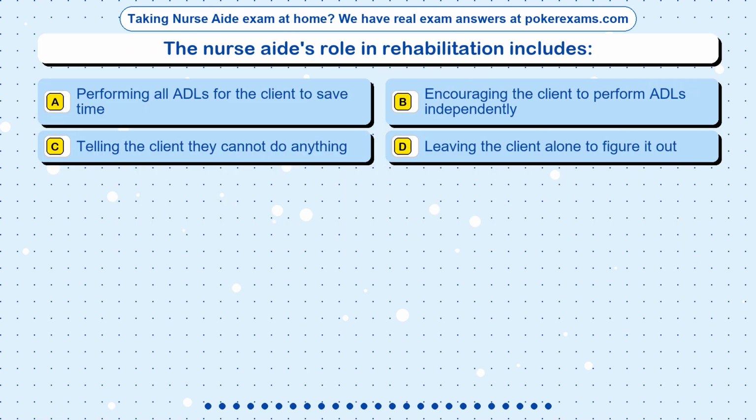Question 20. The nurse aide's role in rehabilitation includes: Option A, performing all ADLs for the client to save time. Option B, encouraging the client to perform ADLs independently. Option C, telling the client they cannot do anything. Option D, leaving the client alone to figure it out.